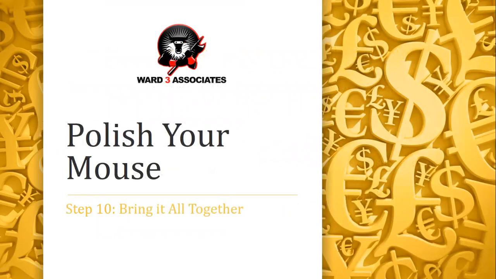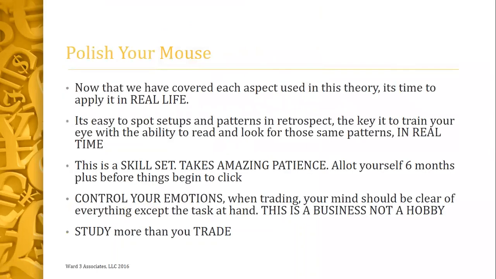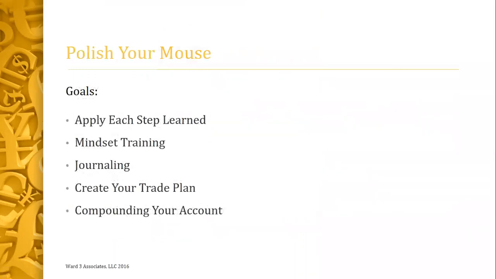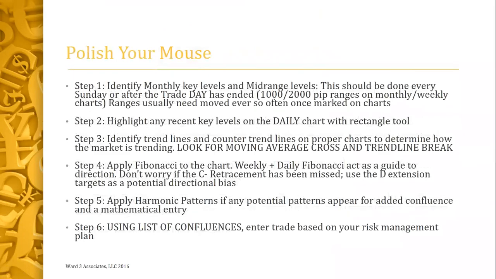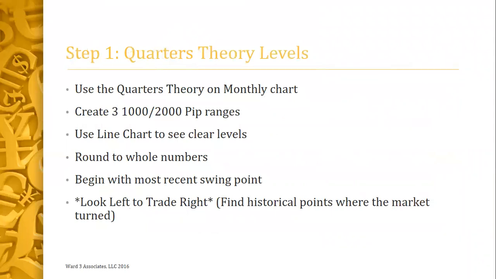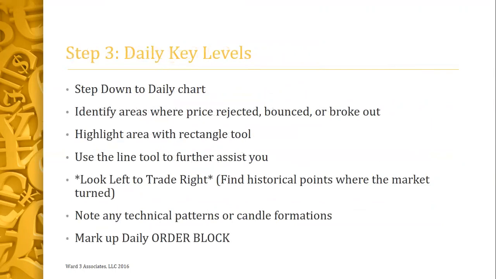All right. So this is the cheat sheet that I'm going to put together or print out for you guys, or give to you guys. Basically, it gives you each step, right? Step 1, identify your monthly levels, tells you what to do. Step 2, highlight any key levels with the rectangle tool. It's just basically all the steps that we've covered within the course so far, written out for you guys.